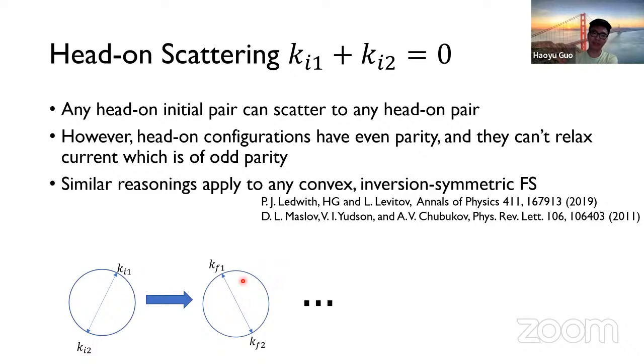So therefore, if you only consider states on the Fermi surface, it doesn't work. For these odd parity modes to relax, you need to assume there are states close to the Fermi surface that you could excite, and then you need to go through those intermediate states for the odd parity modes to actually relax.